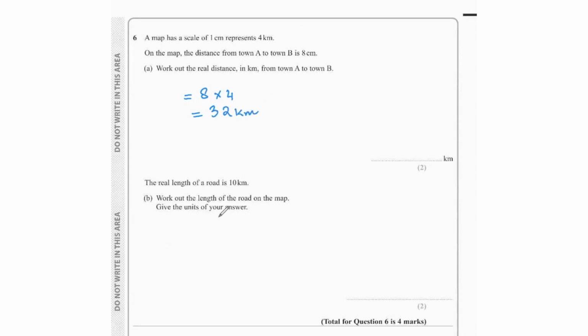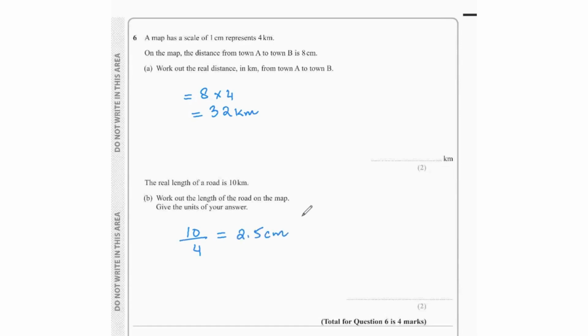Then it says the real length of a road is 10 kilometers. Work out the length of the road on the map. Give the units of your answer. So if the real length is 10 kilometers, on the map it's going to be 10 divided by 4, which is basically 2.5 centimeters.